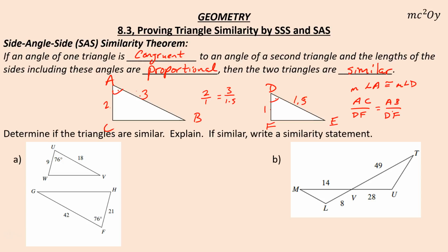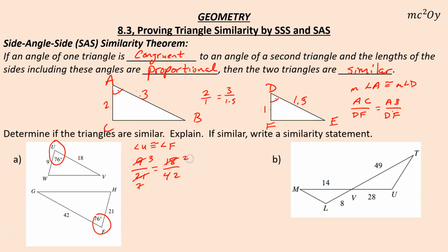So determine if the triangles are similar. Explain if similar. Write a similarity statement. Okay, and so this first one here, first thing you need are angles that are congruent. And we've got them right there. Okay, so angle U is congruent to angle F, and let's see, 9 would have to be to 21, as 18 would have to be to 42. Okay, well I'm going to reduce again. That's 3 and that's 7.